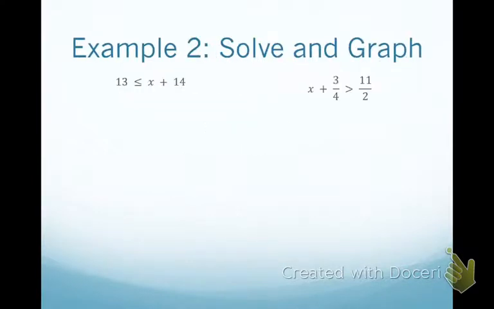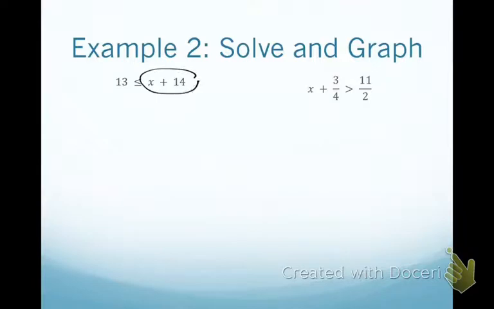Okay, now example 2 is pretty similar to example 1. There's just a couple things that we want to point out here. We're still using inverse operations, and with equations, we talked about when they're essentially written backwards, meaning the variable comes after the inequality or the equal sign, we like to switch them around. Well, that can get confusing with inequalities, so I would recommend that you don't do that. Instead, let's just follow our inverse operations.